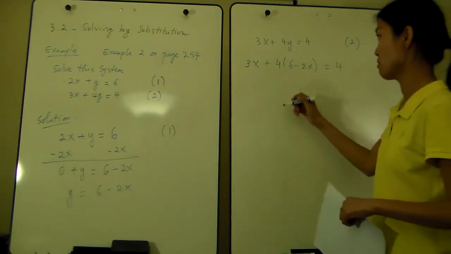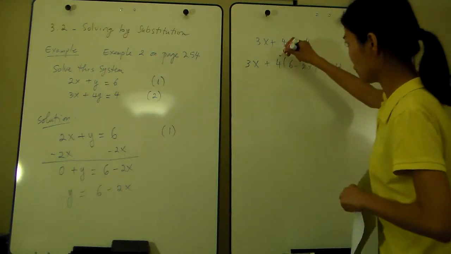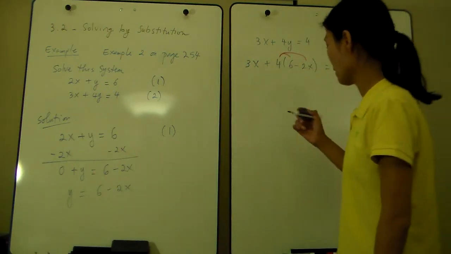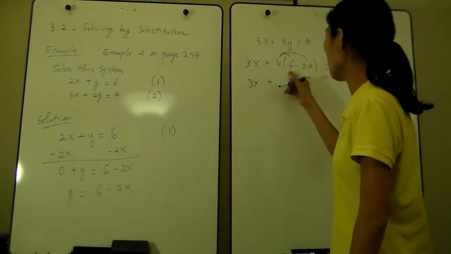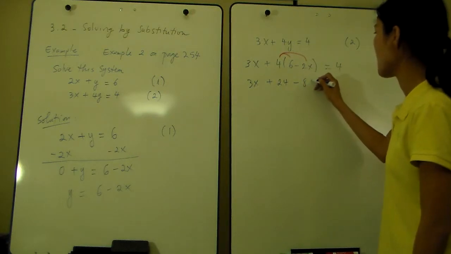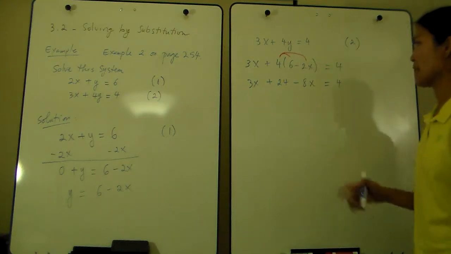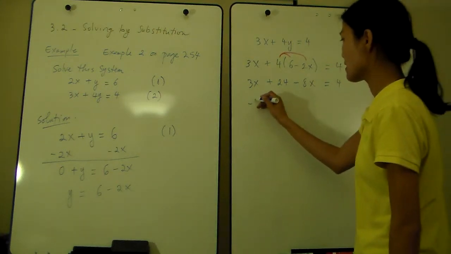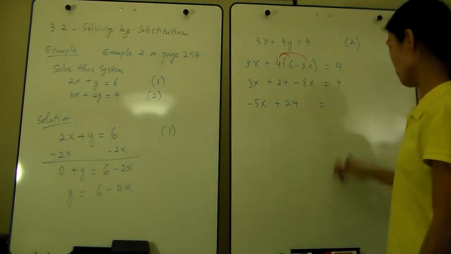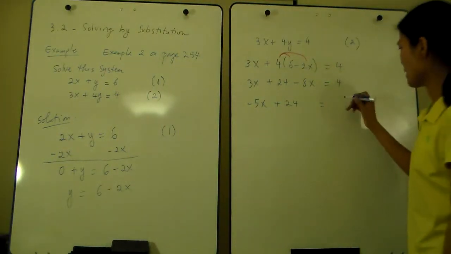To solve for x, you need to remove the parentheses. So I multiply the coefficient 4 to each term inside parentheses. 3x plus 4 times 6 is 24. Subtract 4 times 2 is 8x equal to 4. Combine like terms, 3x and negative 8x is negative 5x. This is a constant term. Stay equal to 4 on the right hand side.